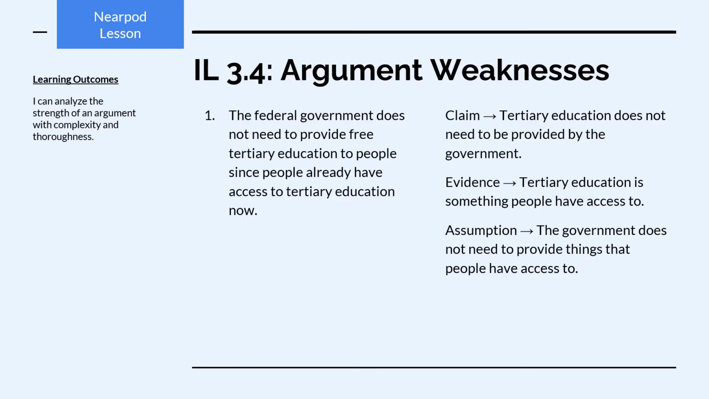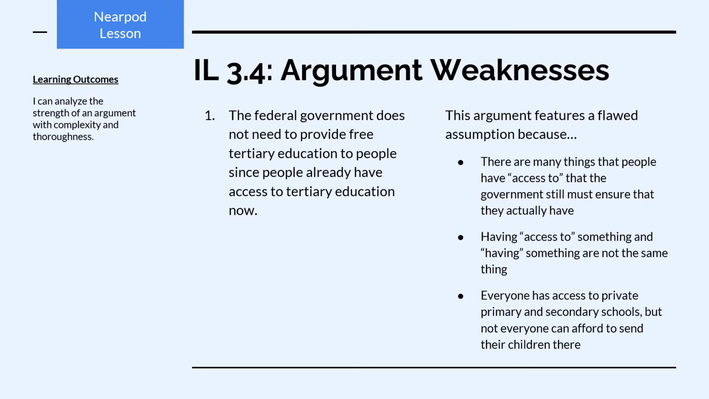All right, let's take a look at number one. The federal government does not need to provide free tertiary education to people, since people already have access to tertiary education now. Our claim here is that tertiary education does not need to be provided by the government. Our evidence is that tertiary education is something people have access to. Our assumption here being that the government does not need to provide things that people have access to.